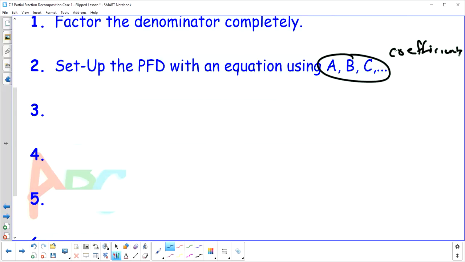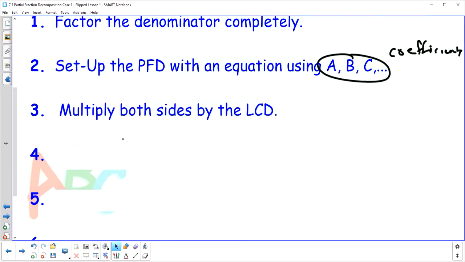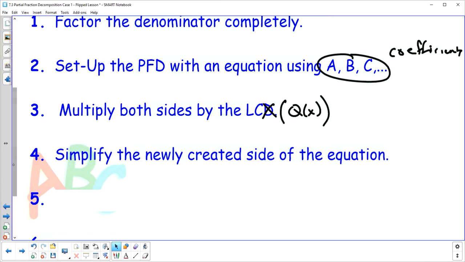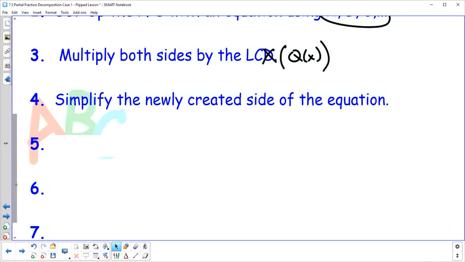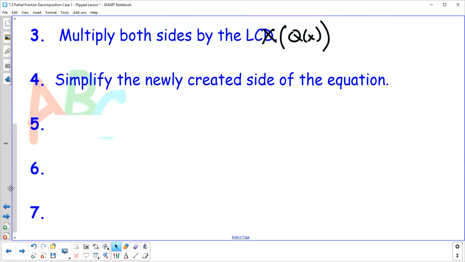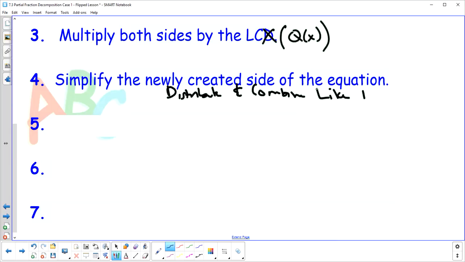Each linear factor is going to be a denominator with A, B, or C as the coefficients of your numerators. Okay, you're going to multiply both sides by the LCD. Remember, LCD is lowest common denominator. That's going to be whatever your factored form was. The LCD is really just q of x. And what that does is eliminate the denominator, so our denominator is going to cancel out when we do that. Okay, after we've done that, now we're just going to have an equation with several different variables, and we're going to simplify that. You're going to need to distribute and combine like terms.